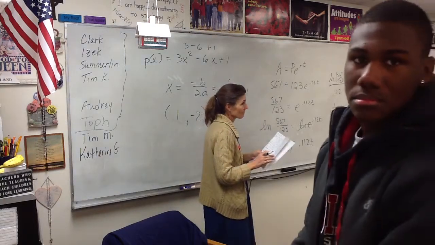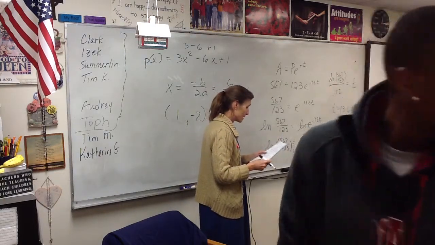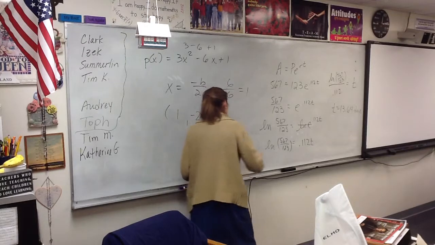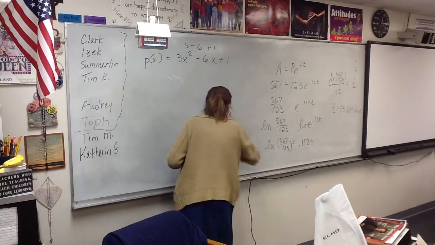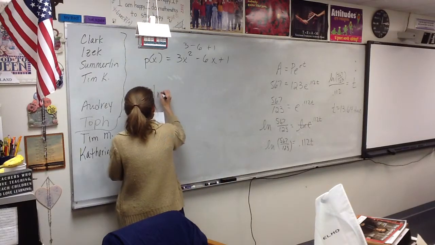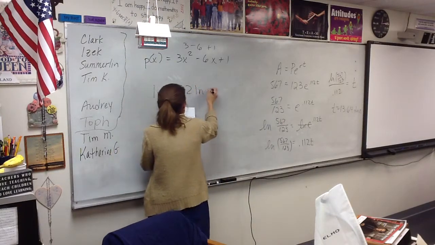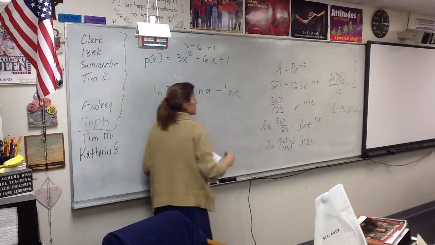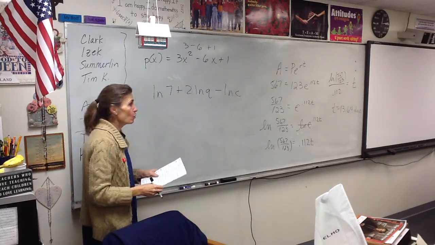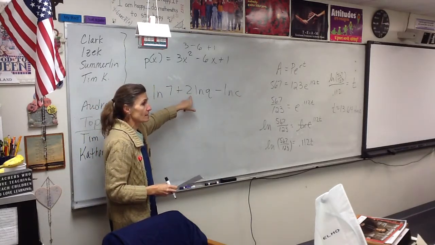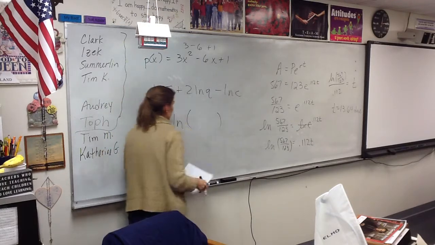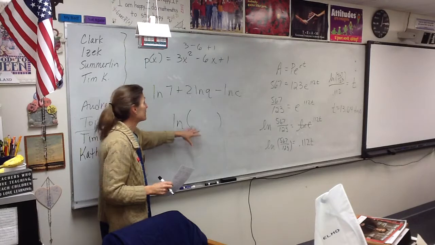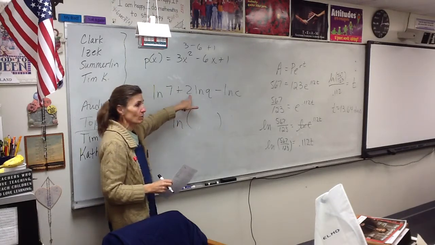Yes, number 6. 6, right, is a single logarithm. So we want to take all these separate logarithms and we want to squish them together. Now, before we do that, though, we have to take care of this. You can't combine these logarithms. Your job is to do this, create one logarithmic expression. You can't do that until you deal with that.